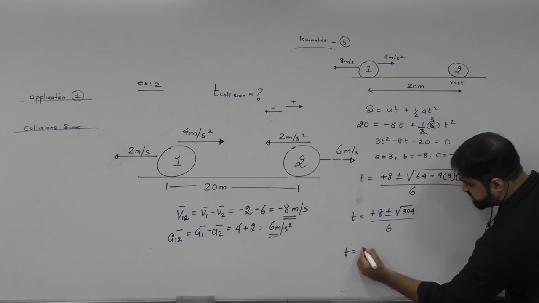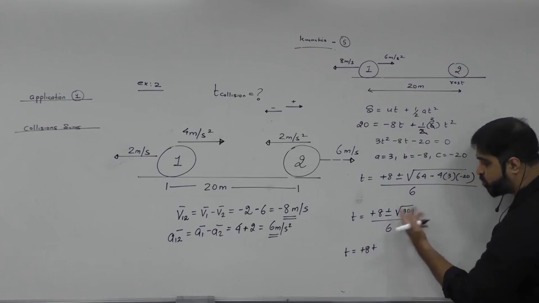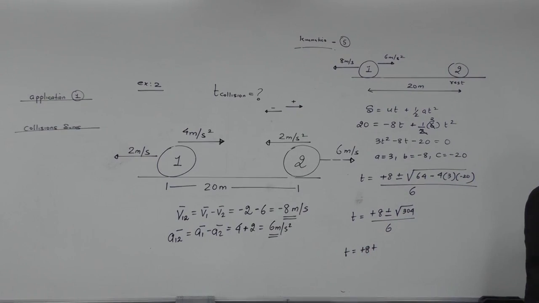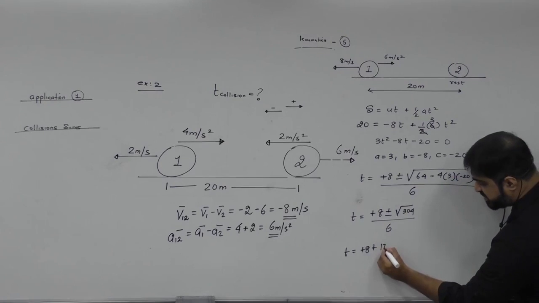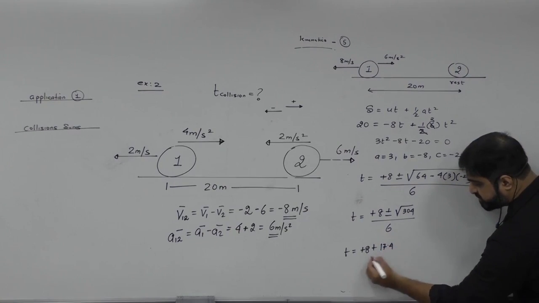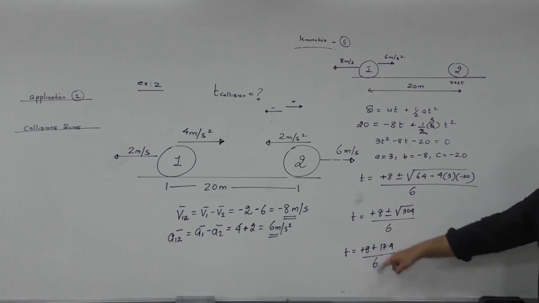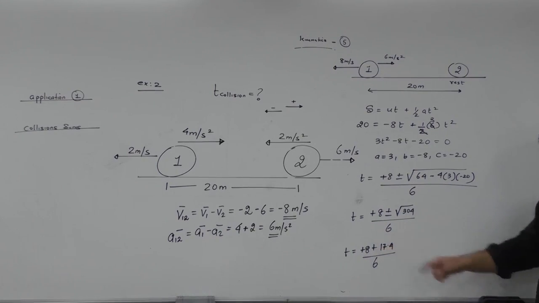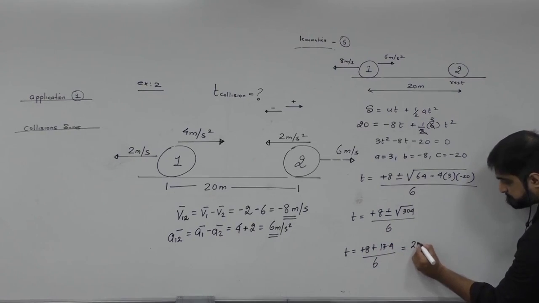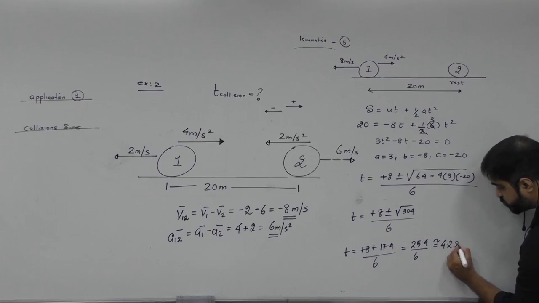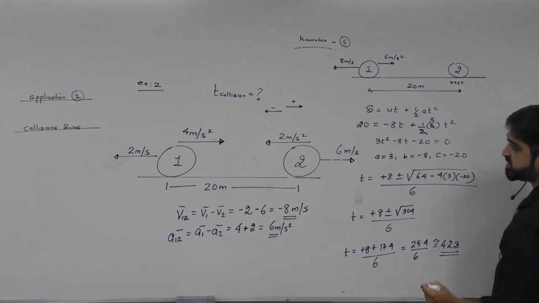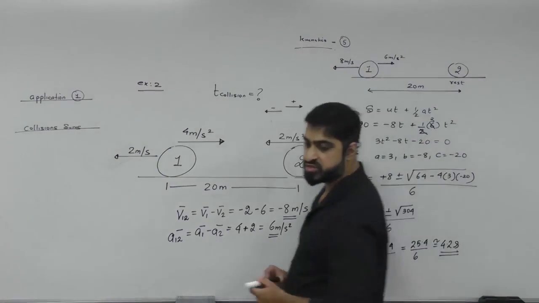So time will become plus 8 plus root 304. Can I take that as 300? Root 300 is 10 root 3. Root 3 is 1.732, into 10 will become approximately 17.3 or 17.4, right? Plus 8, 17 plus 8 is what? 25.4, divided by 6. Approximately the answer will become 4.2 seconds. This is the time of what? Collision. Did you understand?